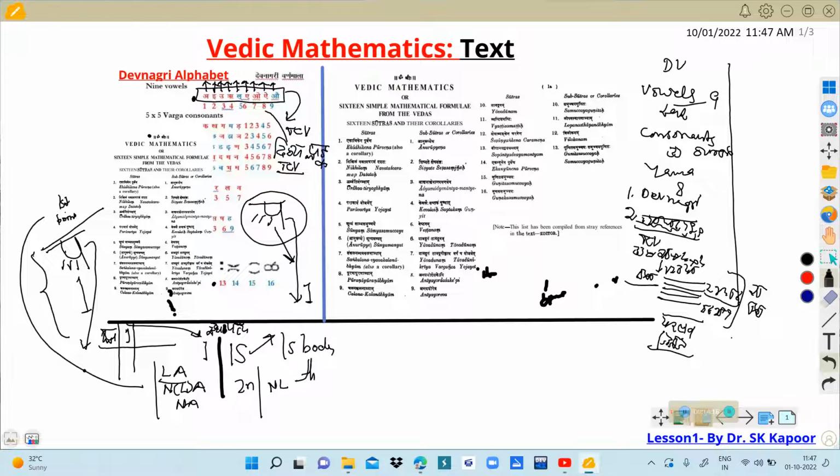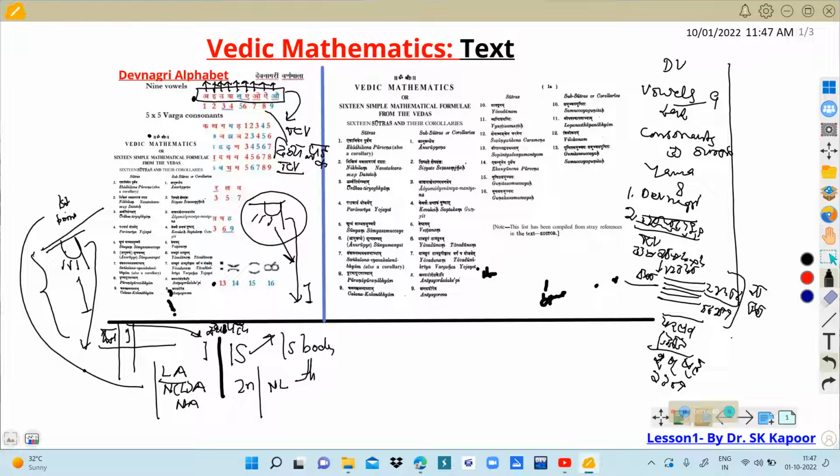And the third group are Ushmana letters. These are also 4: Sh, S, Sh and Ha, and their sequential values are 2, 3, 6 and 9. We will again come into it. Today I am just stopping here.